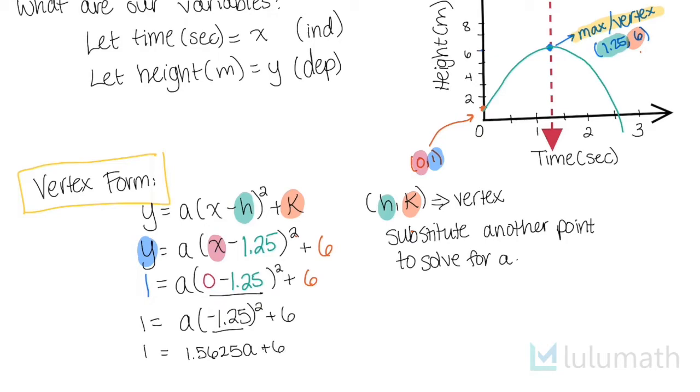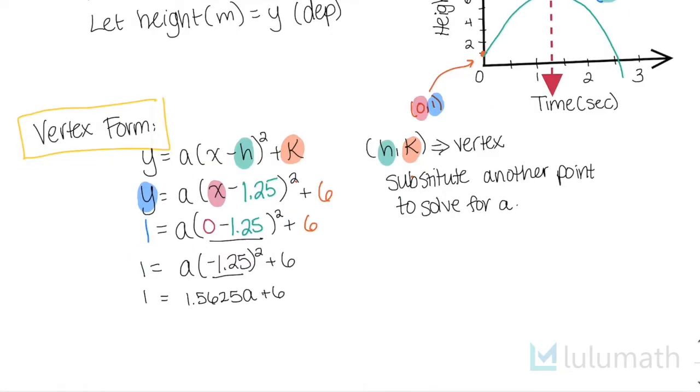Get rid of the 6 by subtracting it. So when I subtract the 6 from both sides, I end up getting -5 equals 1.5625a. Divide both sides by 1.5625, and I end up getting a equals -3.2. And I can replace that -3.2 in for the a right here.